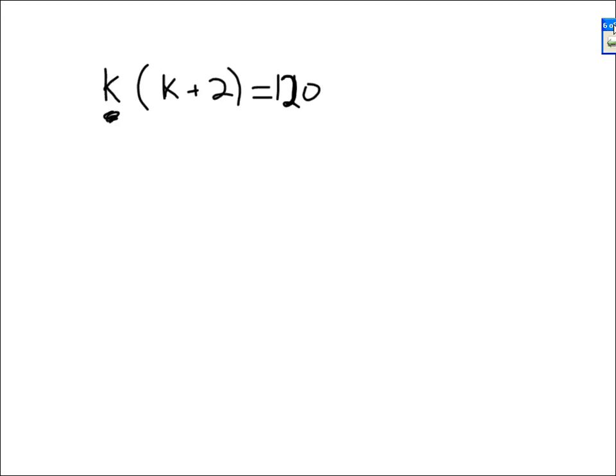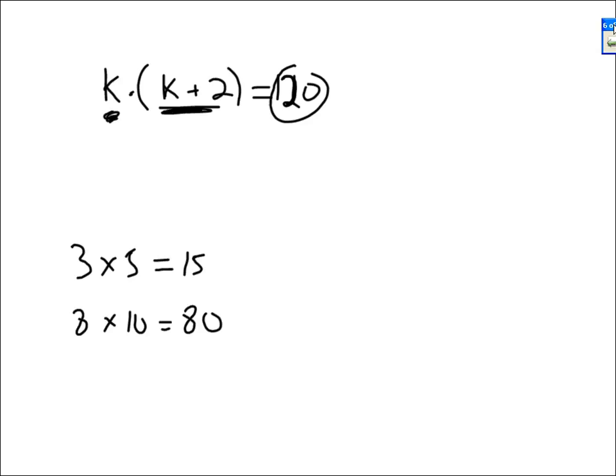Here's some number, and I'm multiplying it by 2 more. A number times 2 more, by 3 times 2 more, or 8 times 2 more. And I'm supposed to get 120. Well, here I got way below 120, so I tried larger numbers, 8 and 10. This gives me 80. Oh, that's closer. Maybe it's 9. 9 times 2 more, that's 99. Still not quite there. Oh my, 10 times 2 more. 2 more than 10 is 12. 10 times 12, there it is, 120.